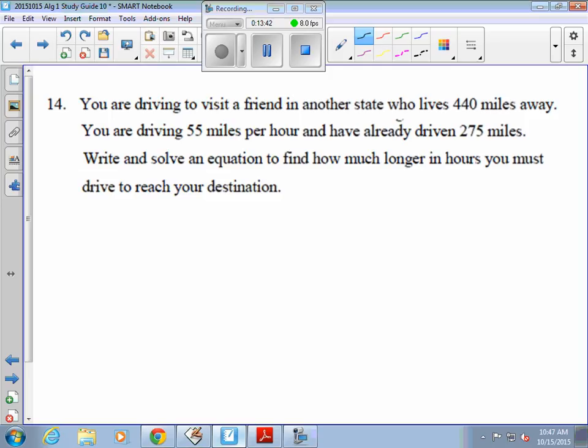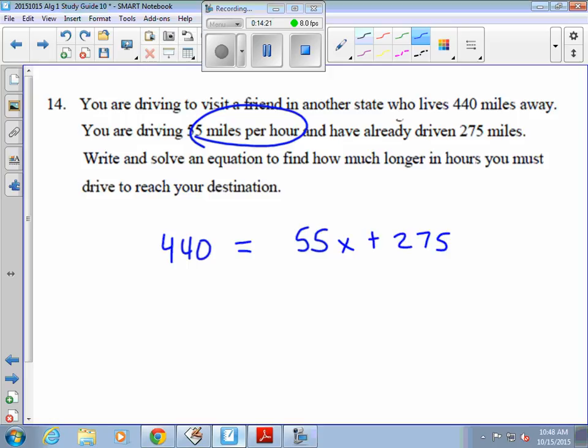Number 14 says you are driving to visit a friend in another state who lives 440 miles away. You're driving 55 miles per hour and have already driven 275 miles. Write and solve an equation to find how much longer in hours you must drive to reach your destination. 440 is equal to how much you're going to drive. The whole distance is 440. That's equal to the 55 miles per hour, means you're multiplying it times a variable, 55 times x, plus the 275 you have already driven. So 440 equals 55x plus 275.